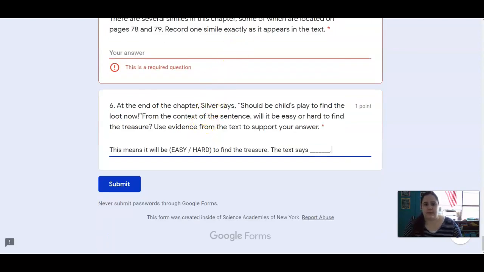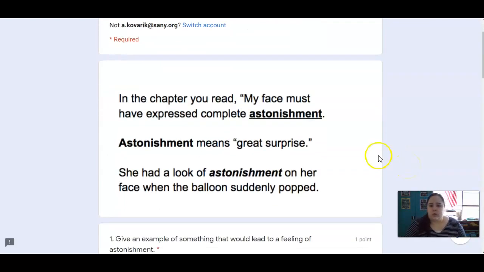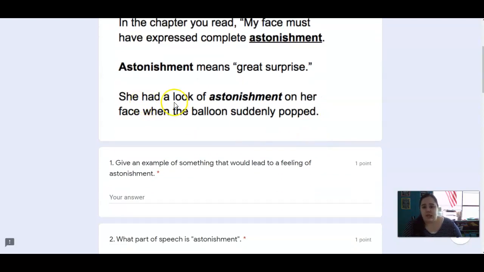Let's head over to skills. We're going to start with a little word work. We're looking at the word astonishment. So in the chapter you read, "my face must have expressed complete astonishment." Astonishment means great surprise. And here's one more sentence. "She had a look of astonishment on her face when the balloon suddenly popped."